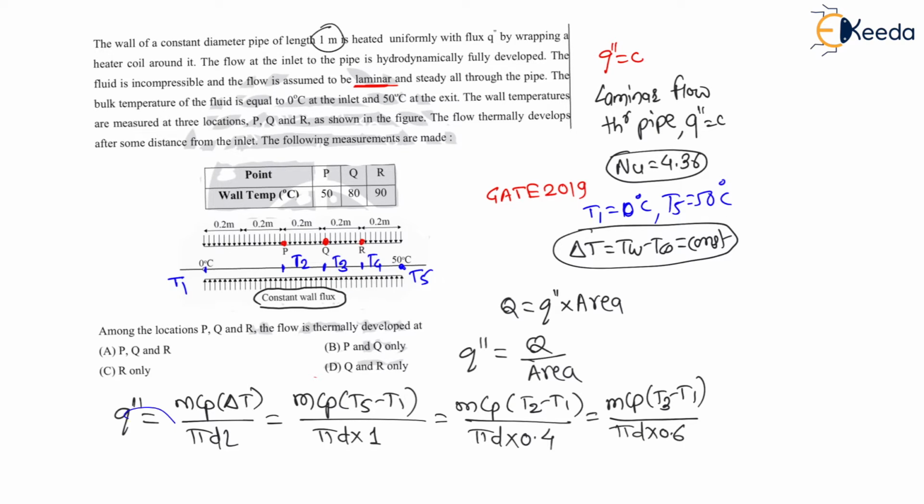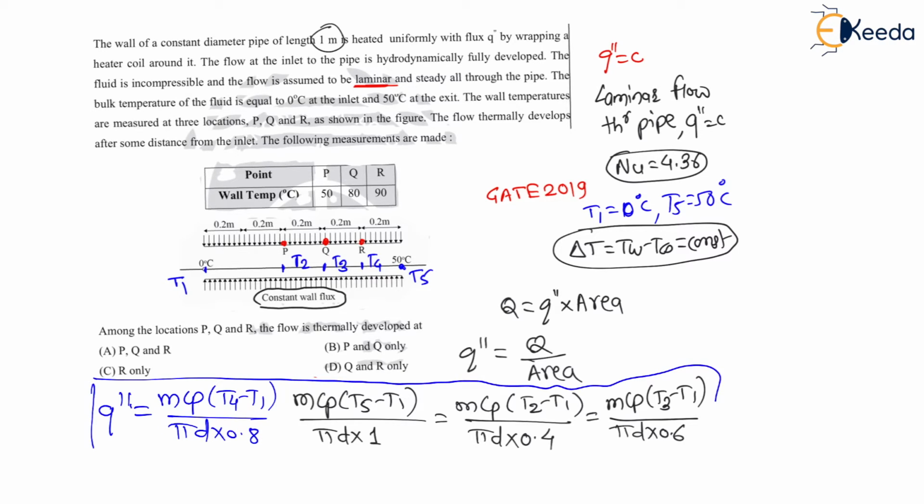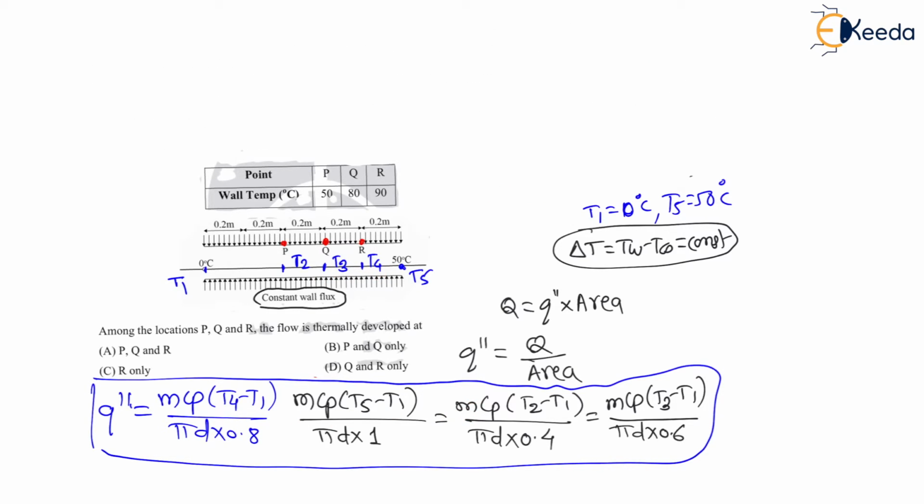So for this heat flux, let us write here. Now my dear students, as space is not remaining, therefore this heat flux will become q double dot is equal to mCp (T4 minus T1) divided by pi d, length 0.8, right? Let us equate all these equations. And let us find T2, T3, T4, because in these equations T2, T3, T4 are unknown. Now let us equate them. In these expressions, mCp divided by pi d will get cancelled from all sides.